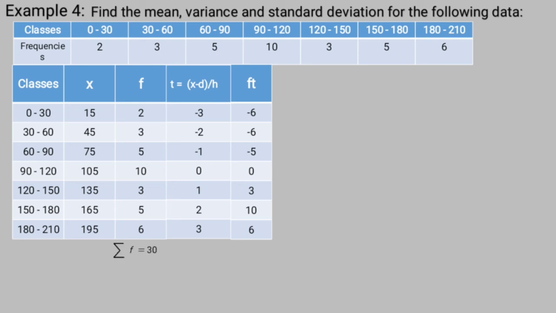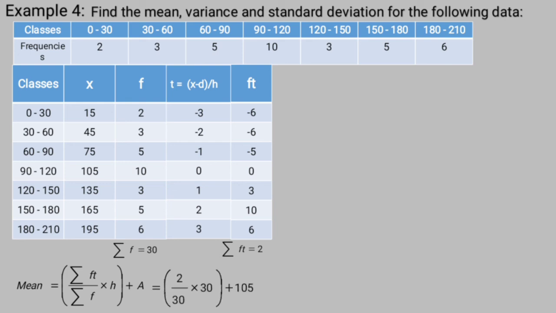And next I am going to find sigma f. Sigma f is 30 and sigma ft is 2. Right. And the mean is sigma ft by sigma f into h plus a. On substituting the values, we know sigma ft is 2 and sigma f is 30, into h. H is the height of the class, that is the class size. So class size is 30, plus a. A is the assumed mean I have taken from this, right? That is 150. So on further simplification, I will get the mean value as 107.